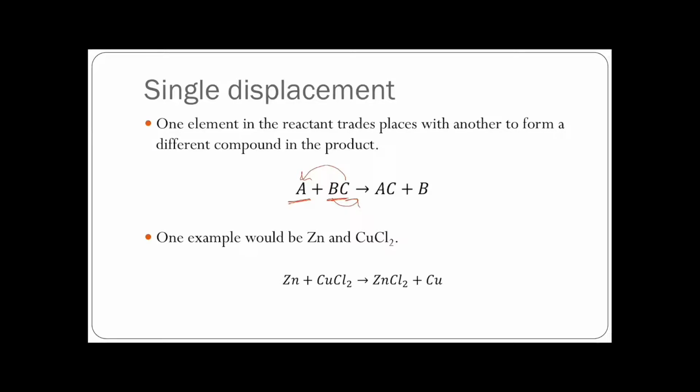We have an example down here with zinc and copper chloride. So zinc plus copper chloride ends up creating zinc chloride and copper on its own. The chloride goes and bonds with the zinc, and the copper ends up being kicked out to be by itself.